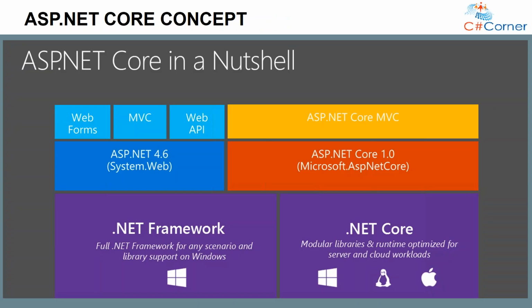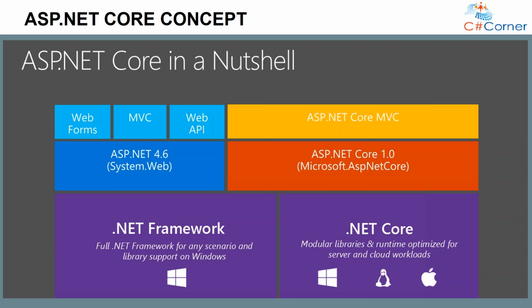So this is the basic concept of ASP.NET Core. This is the main architecture of ASP.NET Core. In ASP.NET 4 or previous versions, such as ASP.NET 4.6, we have three sections: web forms, MVC, and web API. These three sections are combined with the .NET Framework 4.6, which is basically System.Web, and this totally depends on the .NET Framework library. So it mainly supports the Windows operating system platform.